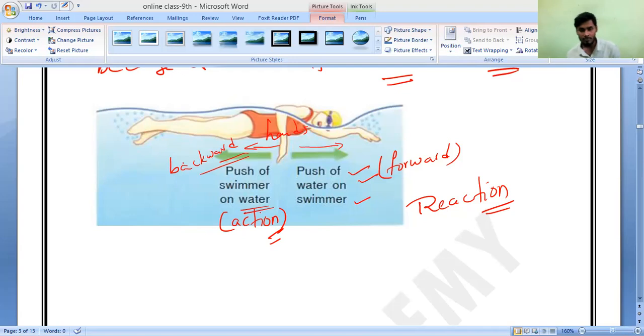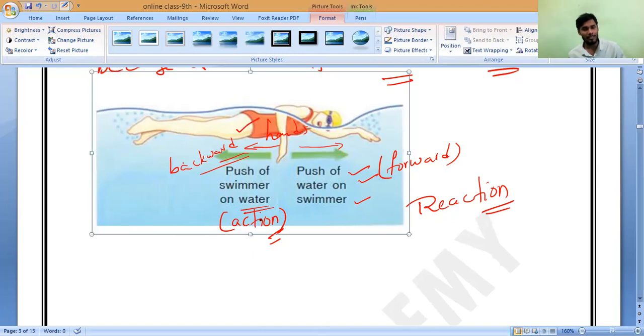Is it yes or no? Will you agree with that? Suppose you see here, this is the man, this is the lady, and this is the water. Whatever action I'm exerting on the water, the same reaction will be exerting on me. Yes or no? But is the acceleration produced by the water and produced by me the same? Is the acceleration equal or not? No, sir.